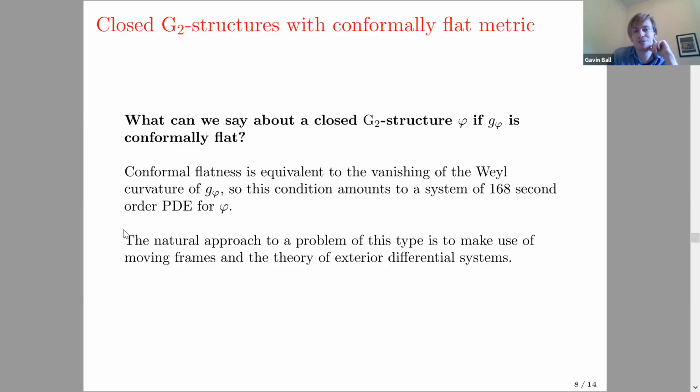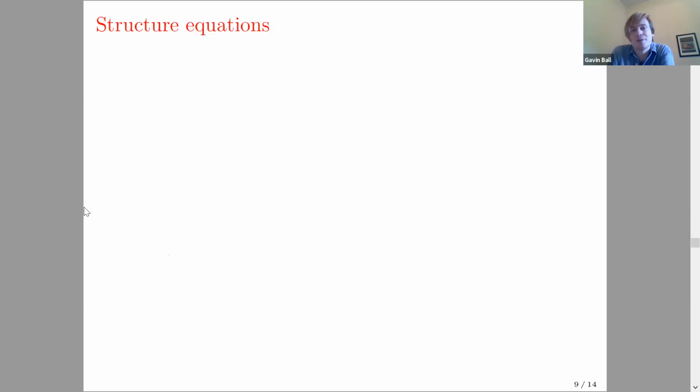Now, if I have an overdetermined problem that appears in geometry, it's kind of very natural to approach it using the method of moving frames and the theory of exterior differential systems. So that's what I'm going to do. To do that, I need to talk a little bit about moving frames. I'm going to say the minimum possible. So I just want to talk about the structure equations for closed G2 structures.